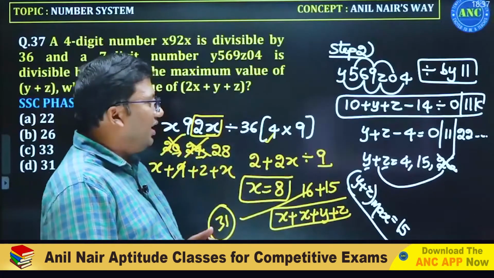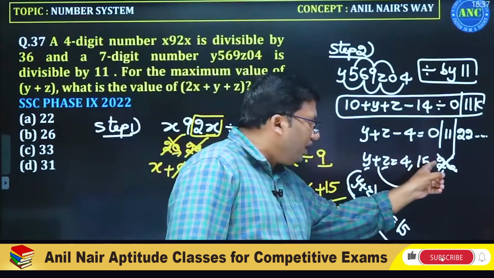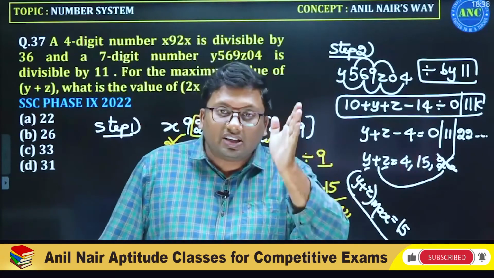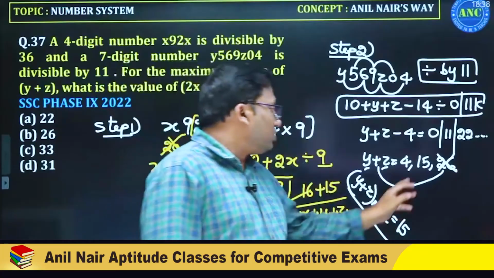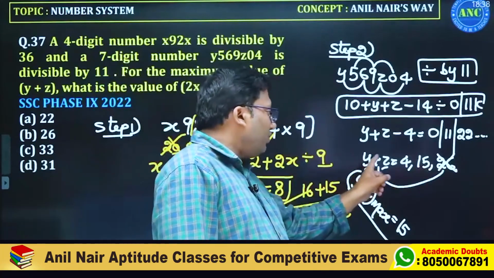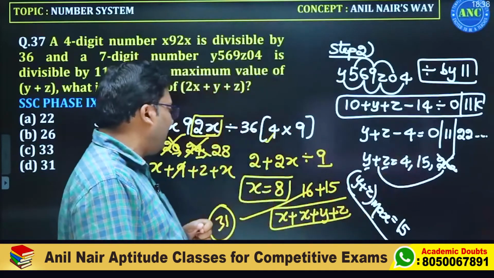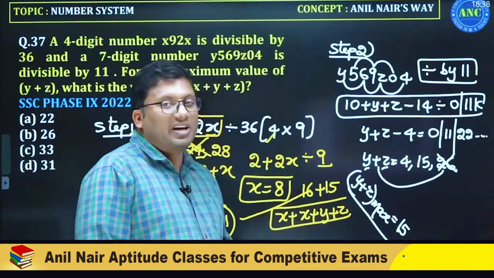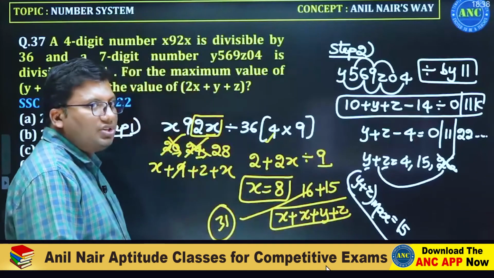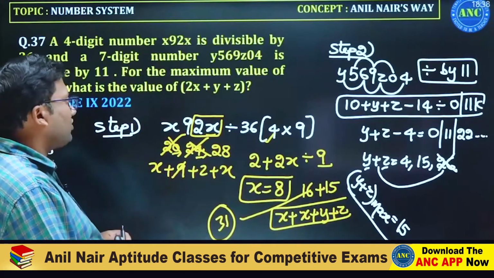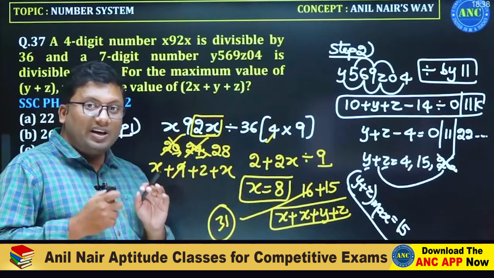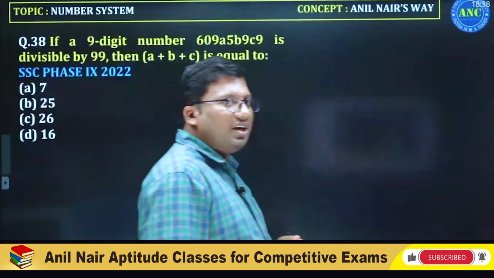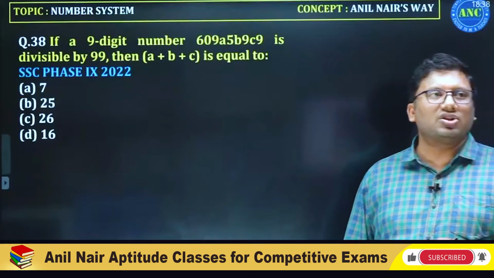I hope the idea is clear. I did not take Y plus Z as 26, because Y and Z are digits and the maximum digit sum is 18. So Y plus Z maximum value is 15. X is 8, Y plus Z is 15, 8 plus 8 is 16, 16 plus 15. The answer for this question is 31. Each and every question is a very logical question.